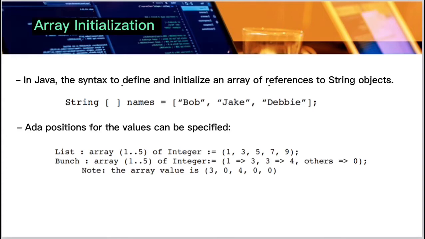In Java, this is the syntax to define and initialize an array of references to string objects: String[] names = {"Bob", "Jake", "Debbie"}; Other positions for the values can be specified, as shown below.